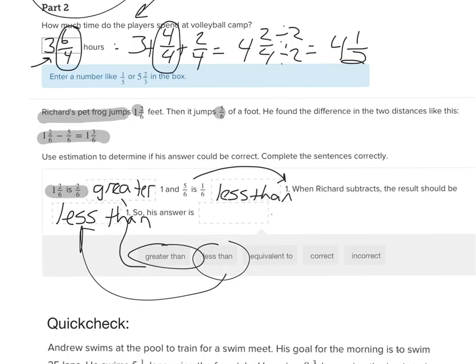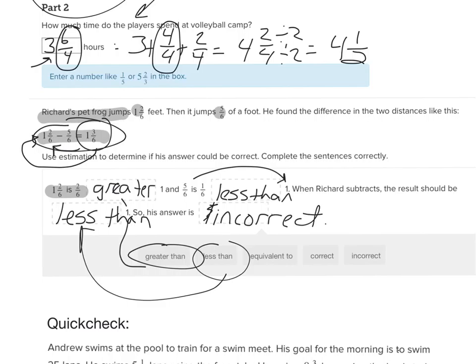There's no way. When you look at the problem here, you can see that if you're taking away more than 2/6, your answer has to be smaller than 1. The answer Richard came up with is even bigger than what he started with. It's even bigger than 1 2/6. So his answer is definitely incorrect. Okay, so you can use that by estimation. We didn't even have to find the exact answer.